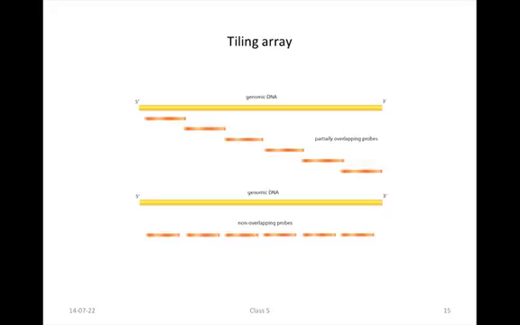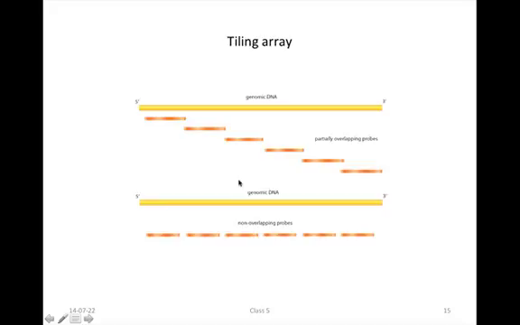So here's a picture of a tiling microarray. What you have is you have the genomic DNA, and you could do this one of two ways. You could have the hybridizing regions overlapping, or in a row. And this could be genomic DNA that's intergenic or genic DNA.